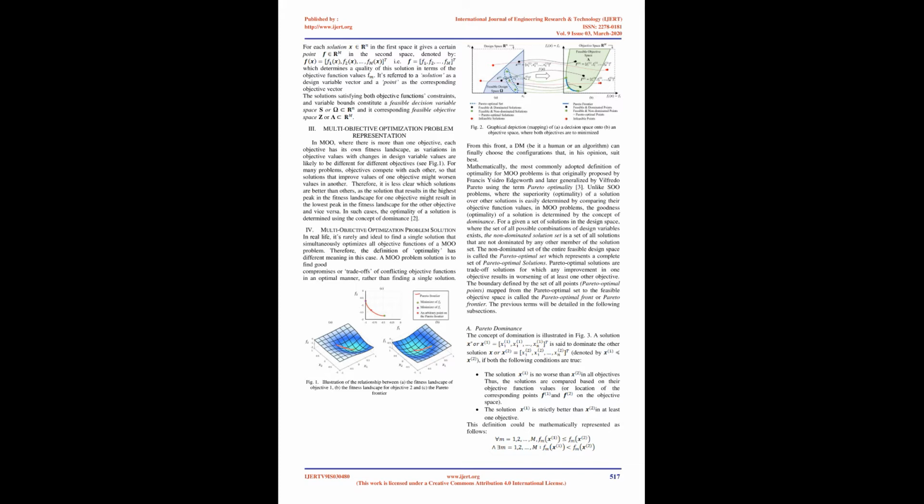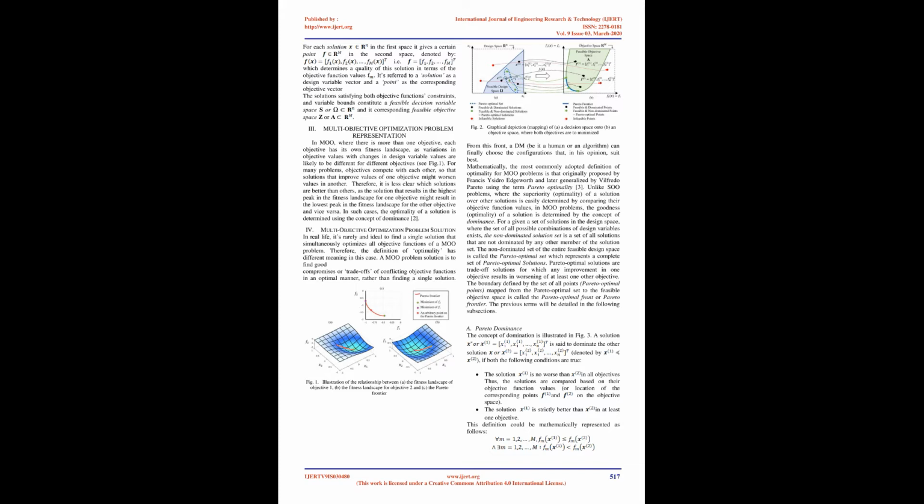3. Multi-objective optimization problem representation. In MOO, where there is more than one objective, each objective has its own fitness landscape, as variations in objective values with changes in design variable values are likely to be different for different objectives. See Fig. 1. For many problems, objectives compete with each other, so that solutions that improve values of one objective might worsen values in another.